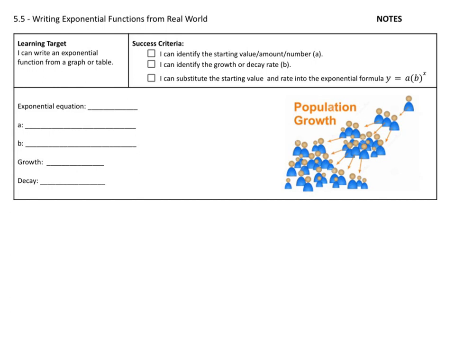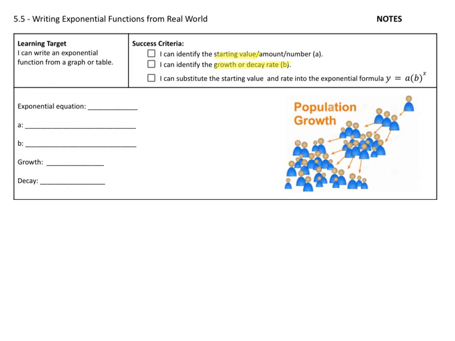We're still going to have that same equation, that y equals a times b to the power of x. And so we're still going to need to identify that starting value or amount, that a value, and we're going to need to identify the growth or decay rate, the b value. Then we're going to have to substitute into that equation. So same idea, we're just going to get the information instead of from a table or from a graph, from a word problem. So let's review.